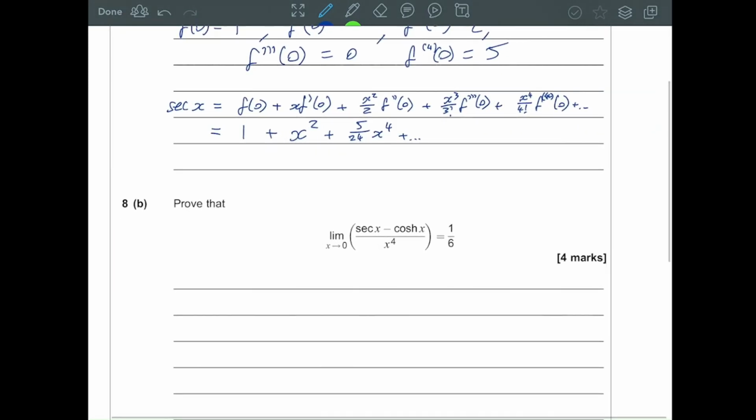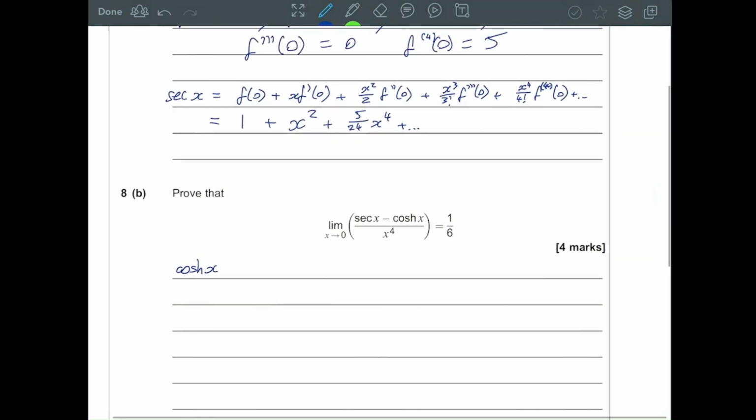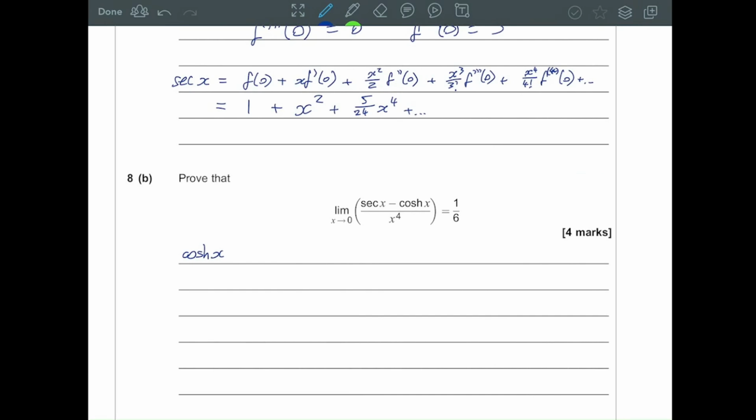Okay, part 8b. We want to find the limit of this expression. So we actually need the cosh. So let's create the cosh expression first. One thing to notice is we are dividing by x to the 4. So the terms in x to the 5 and higher, when divided by x to the 4, will still have an x, will disappear. So you only need up to the x to the power 4th term.